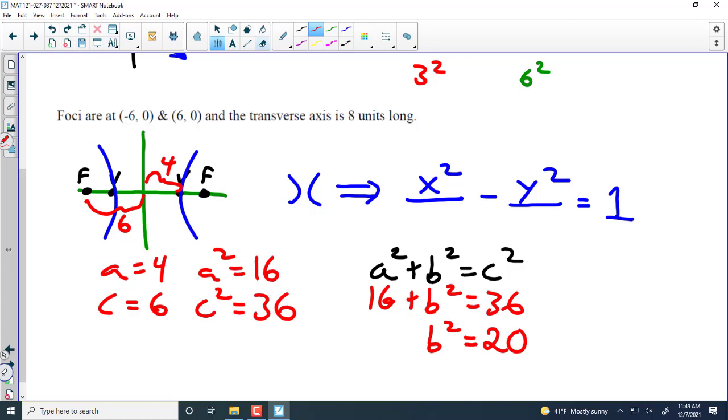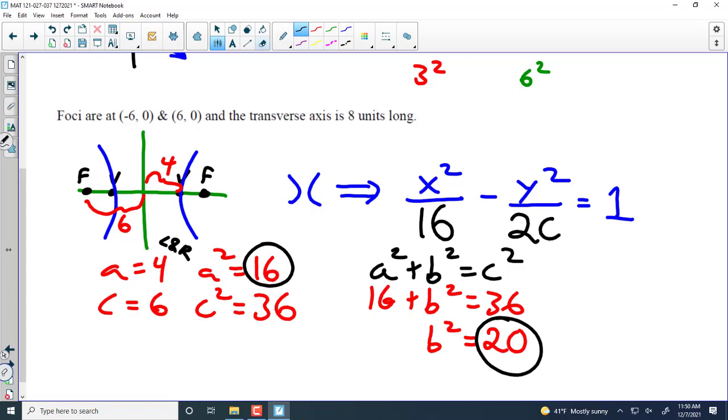Then it's just a matter of figuring out where you put your numbers, because the two numbers you need to use are 16 and 20. Now the 16 we got from this 4. And was that 4 left and right, or was it up and down? That was left and right. So since it came from left and right, that tells us that the 16 goes under x squared, and therefore the 20 goes under y squared.